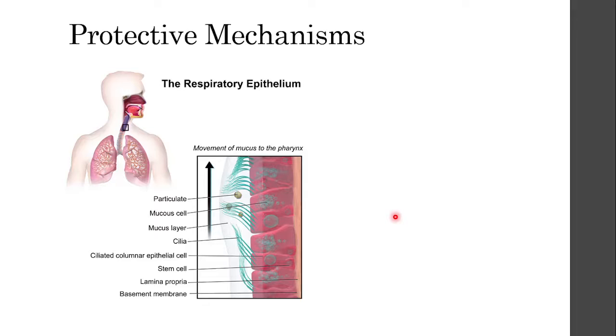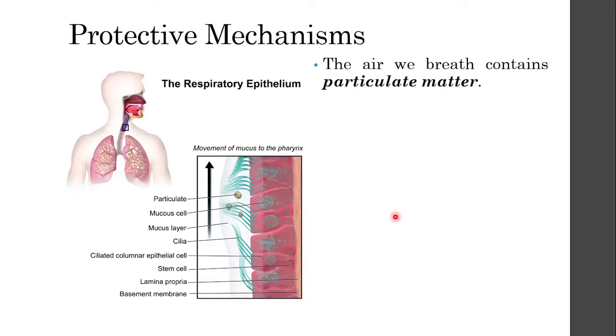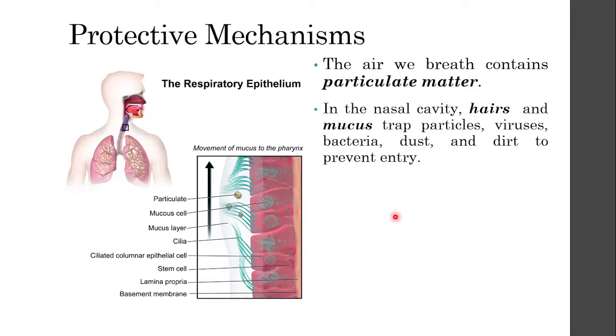And lastly, there is a protective mechanism in our respiratory system. The air that we breathe contains a lot of particulate matter. This could be bacteria, this could be dust, no, this could be matter that may damage our respiratory system. So what happens is that a lot of these particulates are trapped in hairs, which we usually call cilia, and a type of mucus. So the reason na may buhok yung ilong natin or cilia is because it traps those bacteria and dust.